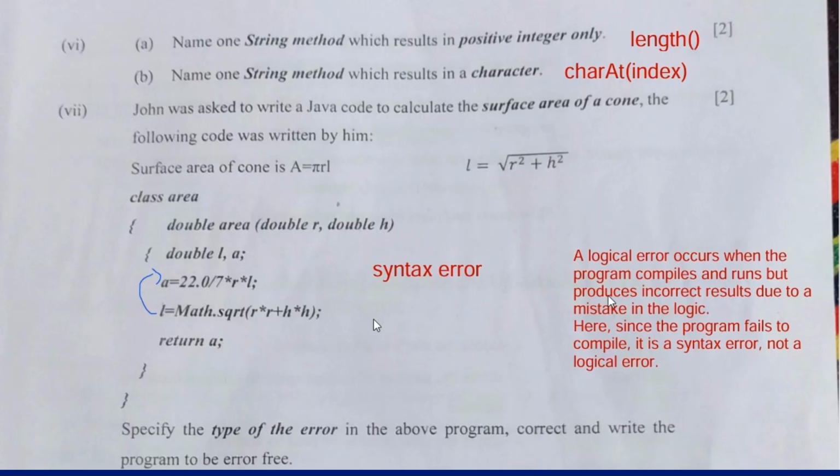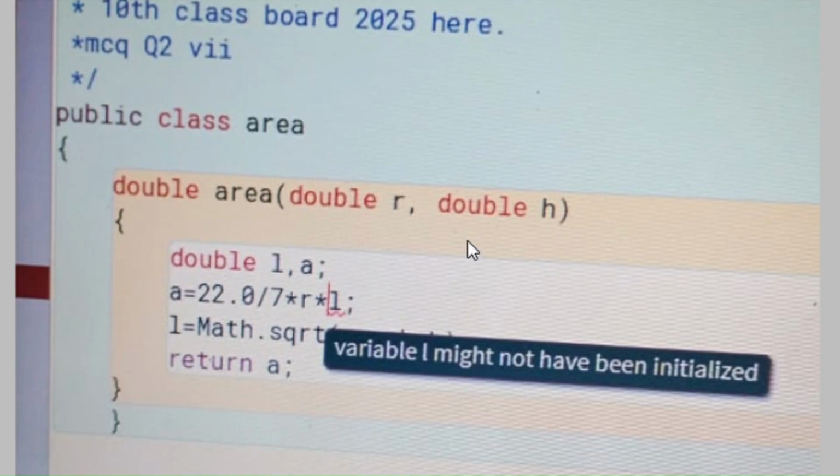So what will be the error? See what is the error. This is syntax error. Error is variable L might not have been initialized. That means this L is not initialized before this equation, before this line. L is initialized after this statement. So we have to initialize L first here.